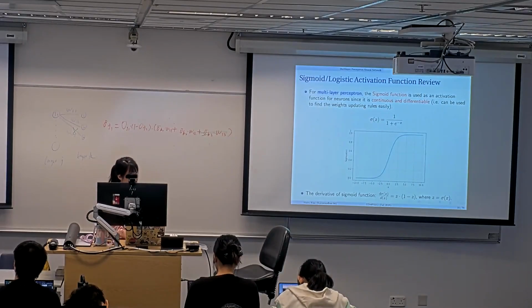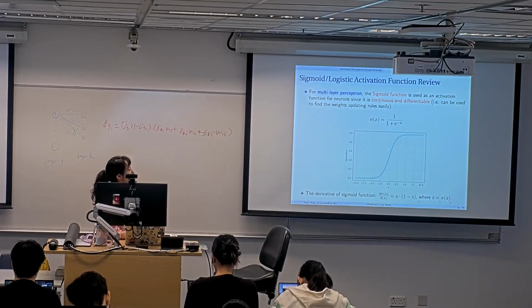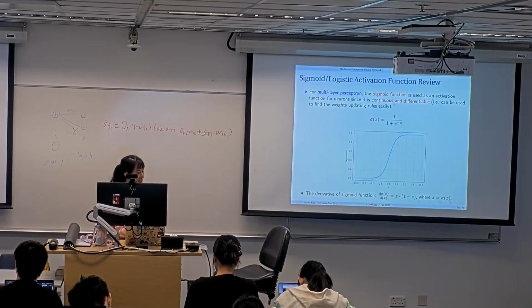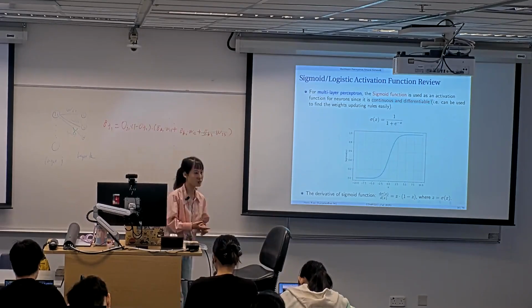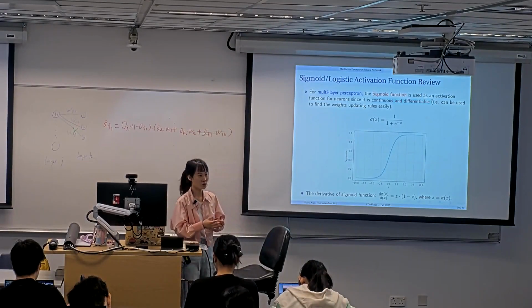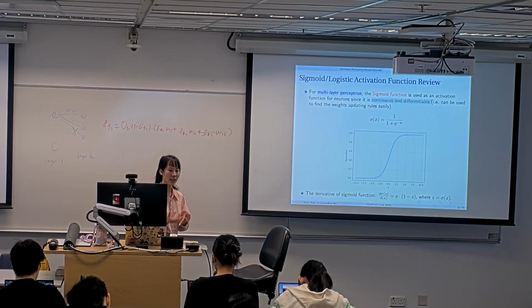Then let's have a review of the sigmoid activation function before we go into that practical example. For multilayer perceptrons, the sigmoid function is used as an activation function for neurons since it is continuous and differentiable. That is, it can be used to find the weight updating rules easily. Now we can see why it's so important for the activation function to be continuous and differentiable: because of gradient descent, we always need to compute derivatives of the error function.